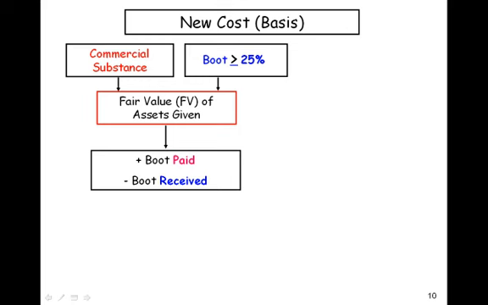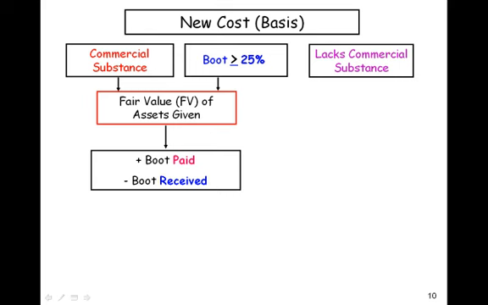If boot is paid, it is added to the basis. Paying cash adds to the cost of the asset. If boot is received, it reduces the basis. It is as if part of the asset has been sold for cash, and when you dispose of an asset, the cost is taken off the books.